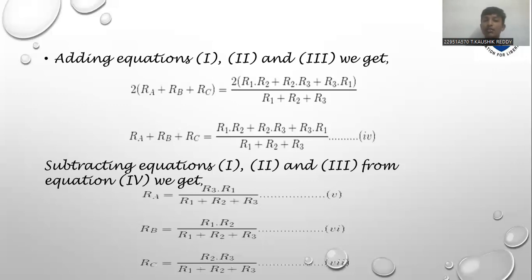By subtracting the three equations from the fourth equation, we'll get RA = R3R1/(R1 + R2 + R3), equation 5, and RB = R1R2/(R1 + R2 + R3), equation 6, and RC = R2R3/(R1 + R2 + R3).